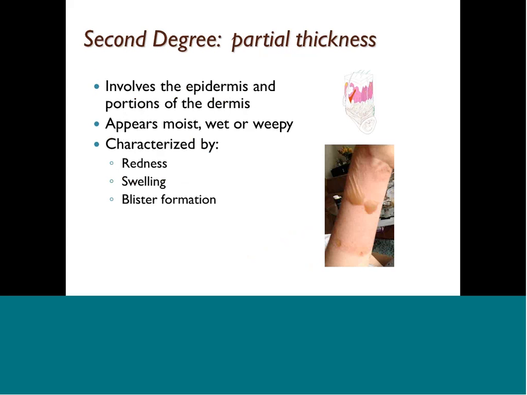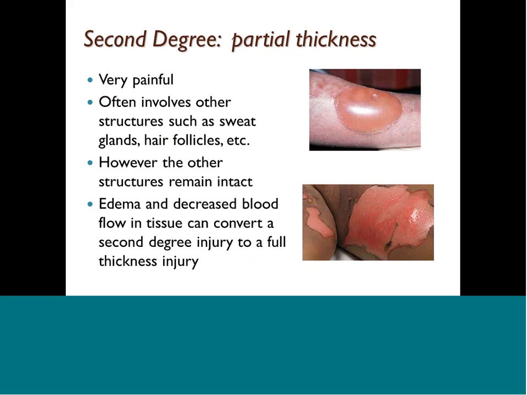Second-degree burns are partial thickness burns. Those involve both the epidermis and portions of that dermal area. Second-degree burns appear what we call moist, wet, or weepy. They have a lot of blisters. Those blisters break open, and that's where you get that wetness to the area. They're characterized by wet redness, swelling, and of course that blister formation.